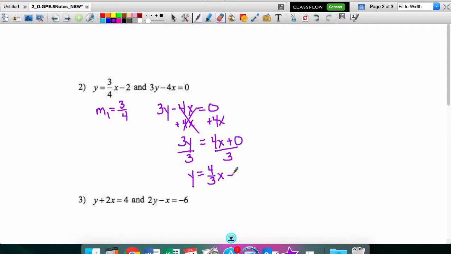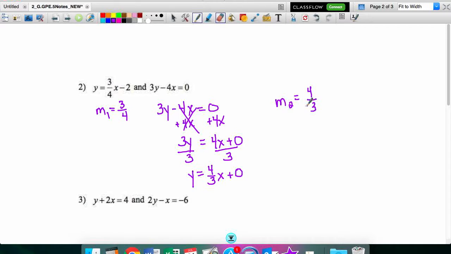0 divided by 3 is just 0. Now once again, the plus 0 is unnecessary for this problem, but I'm just writing it like this so you can see that it is indeed mx plus b. So we see our second slope happens to be 4/3. Okay, so what is this?